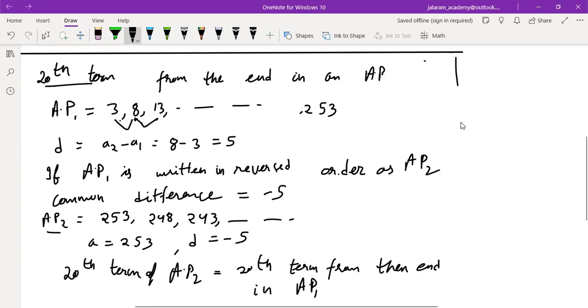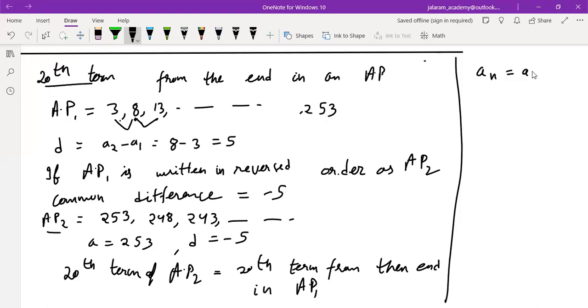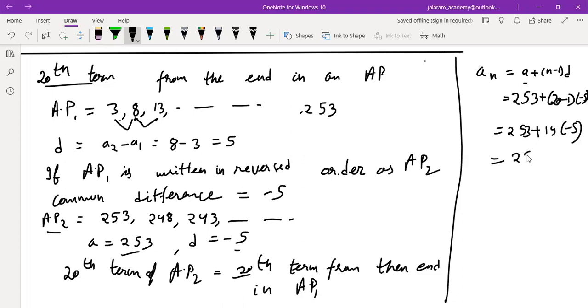What is the formula for the nth term of an AP? a_n equals a plus (n minus 1)d. A, the first term, is 253, plus n is 20 minus 1, into the common difference -5. So 253 plus 19 into -5, 253 minus 95. So it is 158. Is that clear to you? Yes, sir. Understood everyone how to find the 20th term?